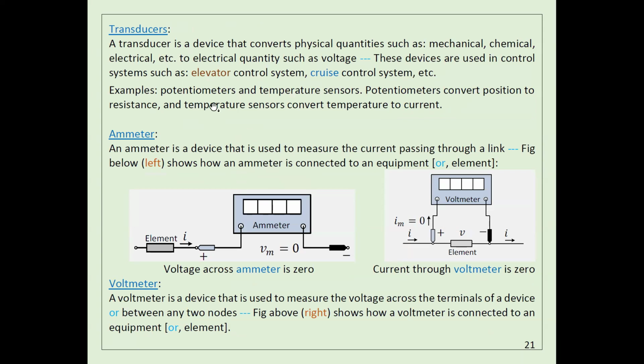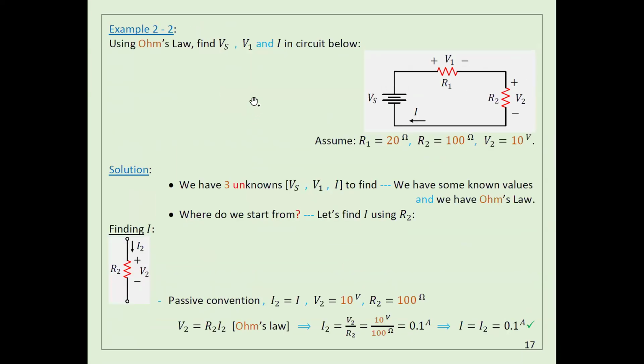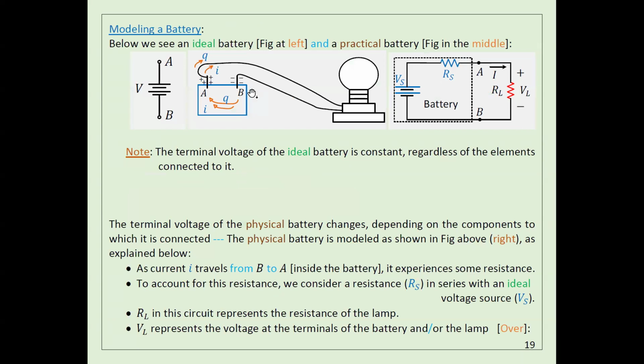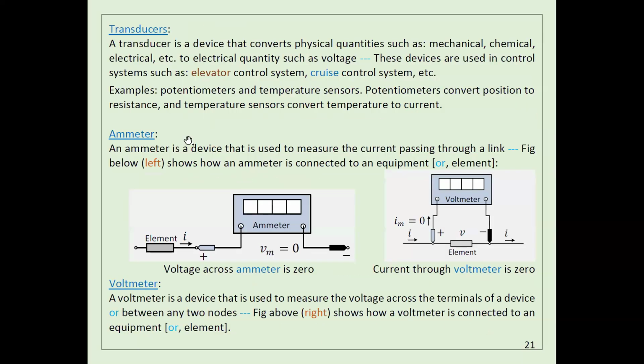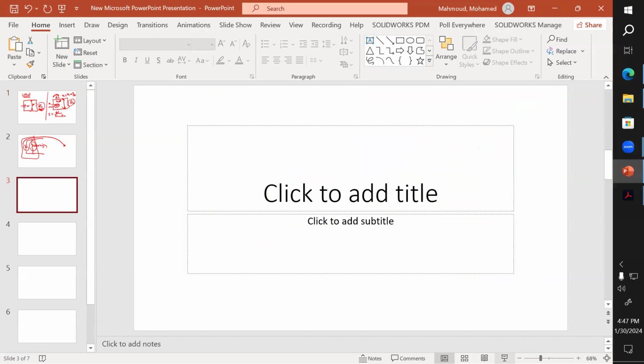So I already explained some basic elements in electrical circuits. Now I'm gonna talk about the ammeter and voltmeter. These are used for measurement, if you want to measure current or voltage. I'm gonna explain, number one, how we connect them.